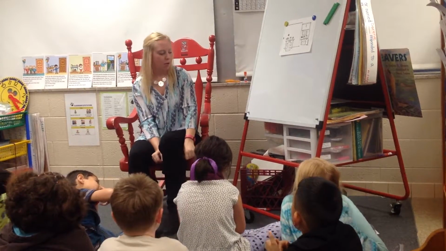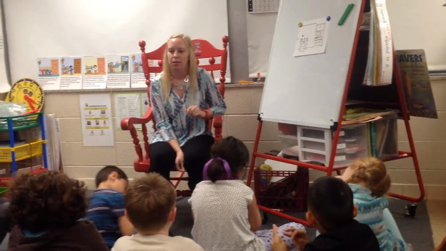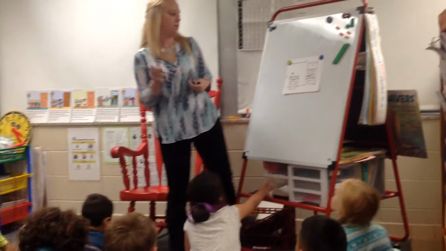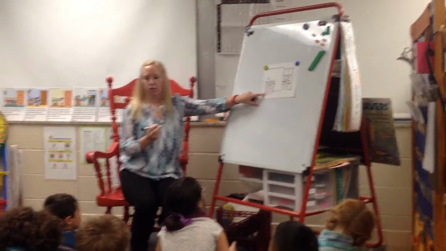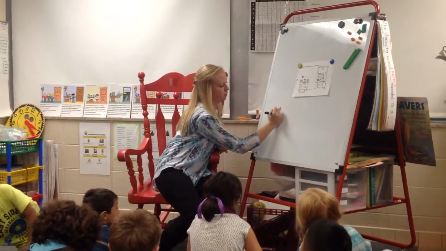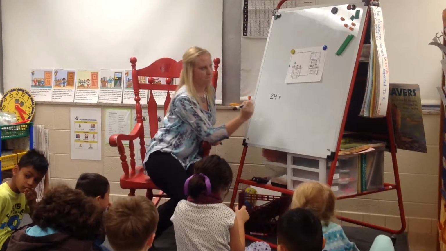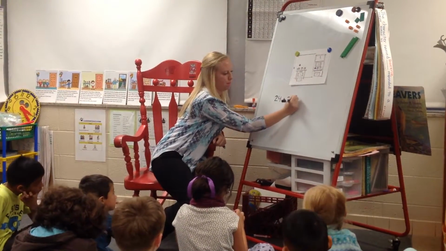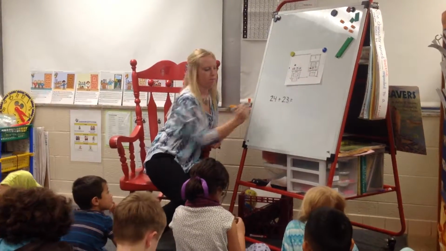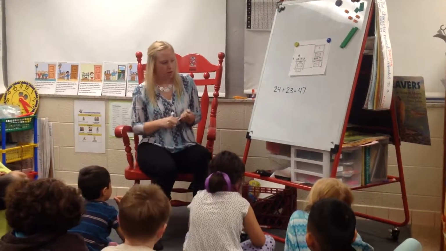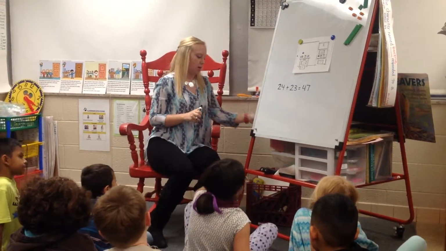Alright, McCabe, what was the equation that you had? 23 plus 24 equals 27. That's 47. I got mixed up. So 24 plus 23 equals 47. Alright, and I want Logan. Can you share with me how you added these two numbers? You had a really good strategy you used.